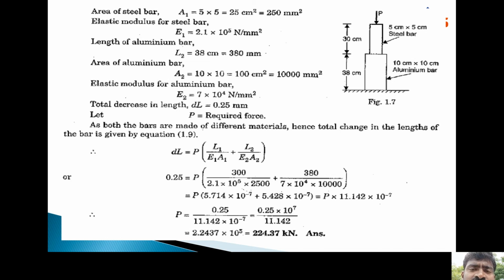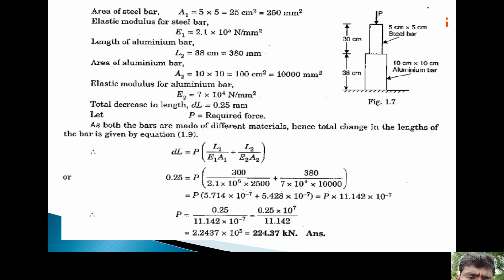Next, the length of the aluminum bar L2 equal to 38 centimeters, that equal to 380 mm. Next, area of the aluminum bar A2 equal to 10 into 10, that equal to 100 centimeters square. Next, the elastic modulus of aluminum bar is E2 equal to 7 into 10 power of 4 Newton per mm square. Next, the total decrease in the length dL equal to 0.25 mm.